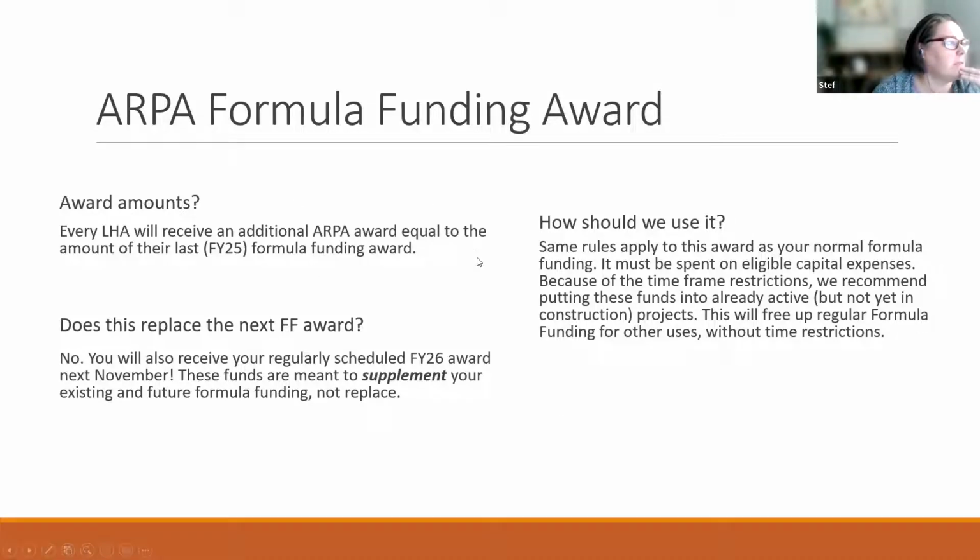So with the ARPA Formula Funding Award, like I said, every housing authority receives an additional ARPA amount equal to their last Formula Funding Award. It does not replace their existing funds, it's to supplement funds. And the same rules apply in terms of what's eligible as a capital expense. We ask that people put the funds towards projects that are already active but not yet in construction, and it frees up regular formula funding uses without the time restrictions.